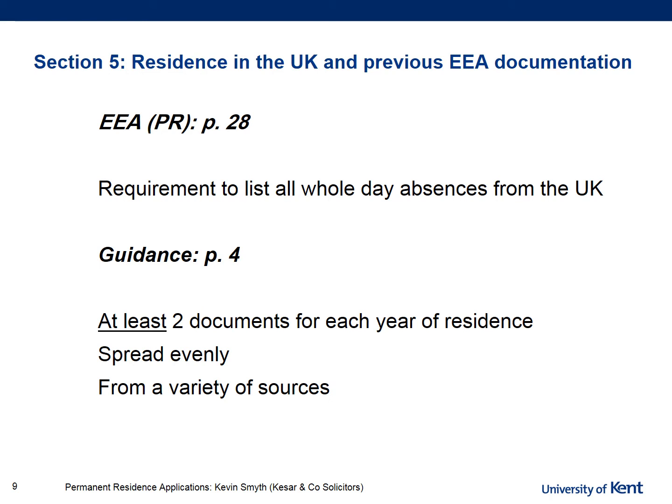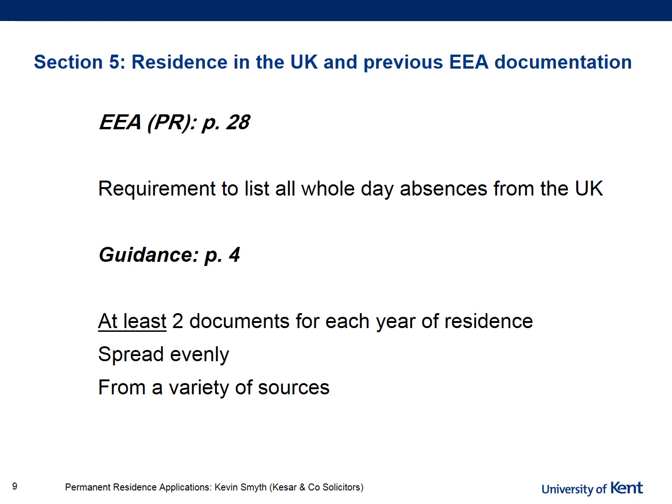Ultimately, the Home Office needs you to evidence 5 years continuous residence. The guidance states that you should provide at least 2 documents for each year of residence, but it cannot be a bad idea to submit more documents if you have them, so that the decision maker can be in no doubt that you have satisfied the residence requirement.